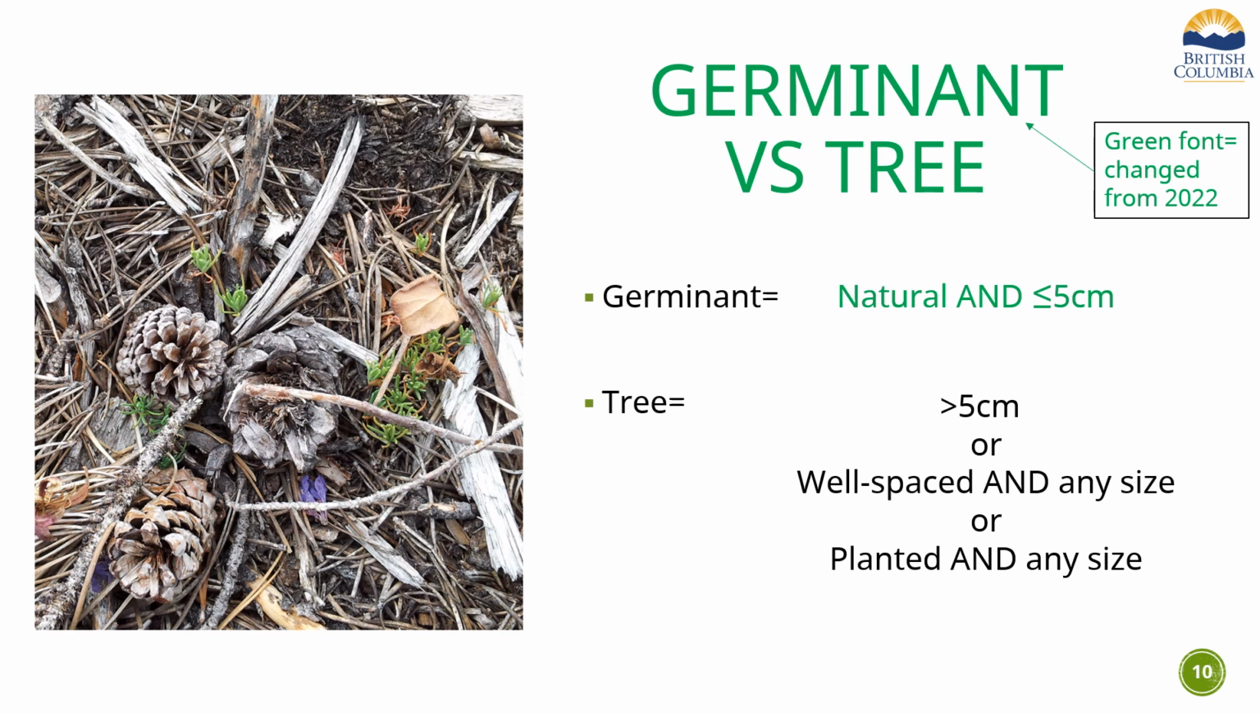Now, there's one special clause. If you take a less than 5 centimeter natural as a crop tree, as well spaced, then count it as a tree, not a germinant. That's needed because your total tree counts have to equal or exceed your well-spaced numbers.